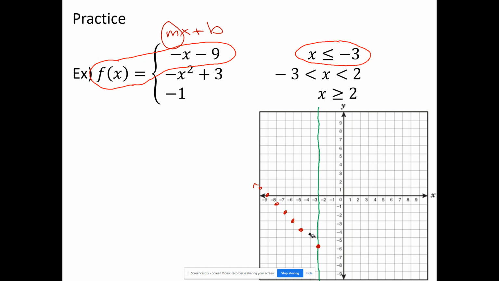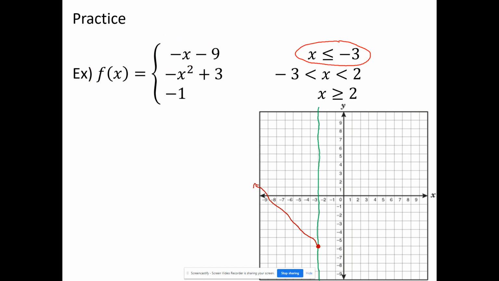So I'm going to go ahead and just redraw this so it looks a little nicer. Well, that was actually pretty bad, but you get the idea. So that's x less than or equal to negative 3 for this function here. Once we're done with that, we're going to move on to the next function.